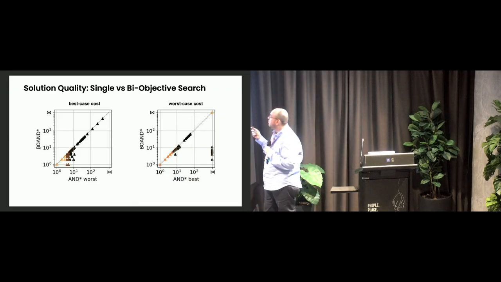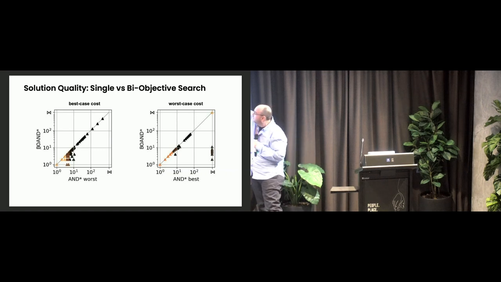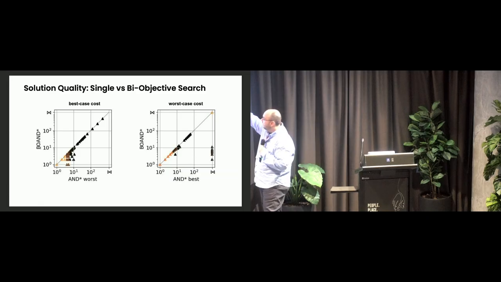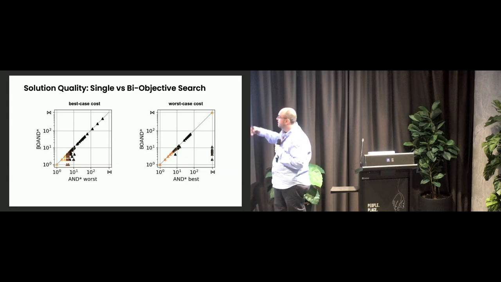Similarly, when we do the opposite, so here in the right plot, we ask A* to optimize for the best case and evaluate the worst case. And all these dots here on the right are actually cyclic solutions where BO A* was able to find a strong solution that had the same best case and obviously a much better worst case, since it is not cyclic.